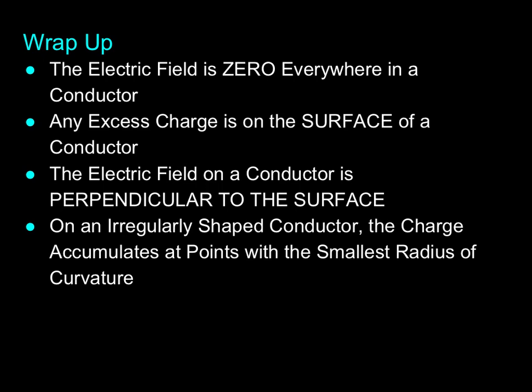So just to wrap this up, the electric field is 0 everywhere in a conductor. All excess charge is on the surface, the E field is perpendicular to the surface, and you have a stronger electric field at the sharp points. Hope this helps.